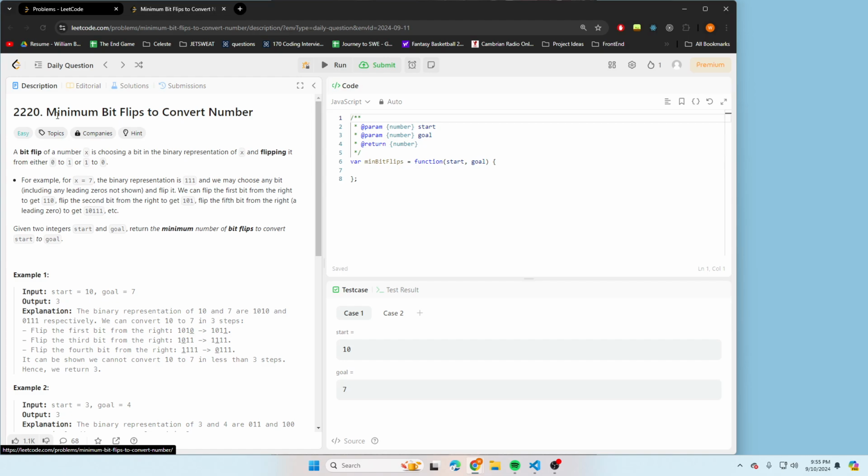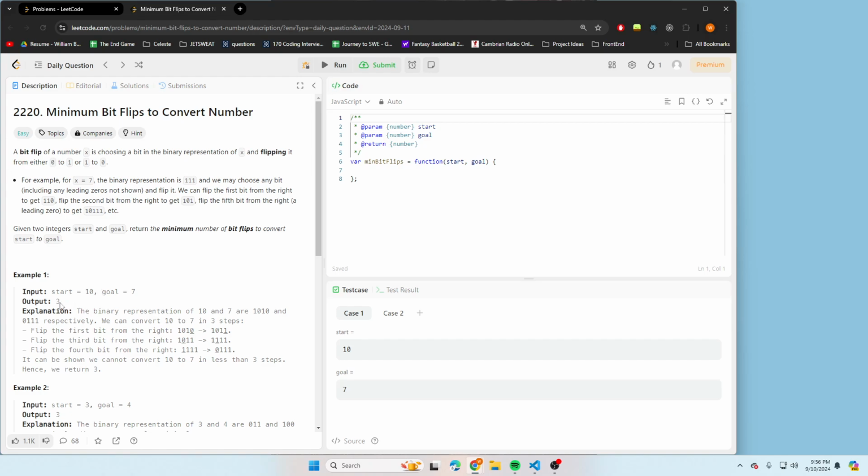Minimum bit flips to convert number. A bit flip of a number x is choosing a bit in the binary representation of x and flipping it from either 0 to 1 or 1 to 0. For example, x equals 7. The binary representation is 1 1 1, and we may choose any bit, including any leading zeros not shown, and flip it. We can flip the first bit from the right to get 1 1 0, flip the second bit from the right to get 1 0 1, and so on. Given two integers start and goal, return the minimum number of bit flips to convert start to goal.